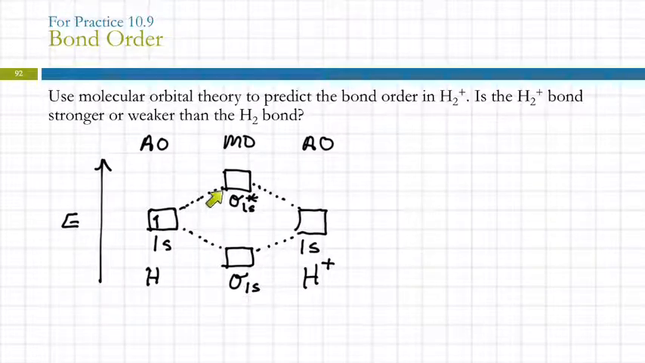So to fill in the molecular orbitals, I need to look at, how many electrons do I have? Well, I only have 1. So I'm going to put that 1 electron in the lowest energy orbital, and I'm done.